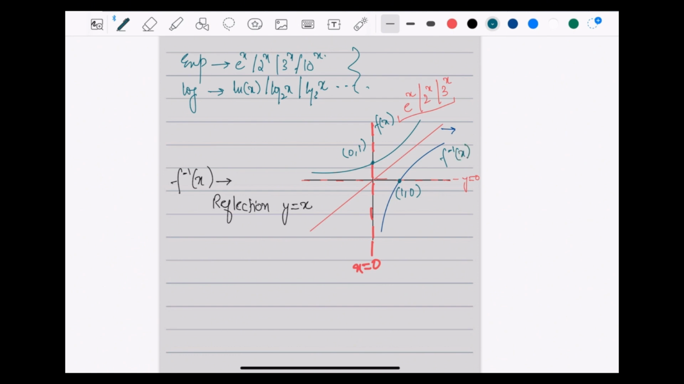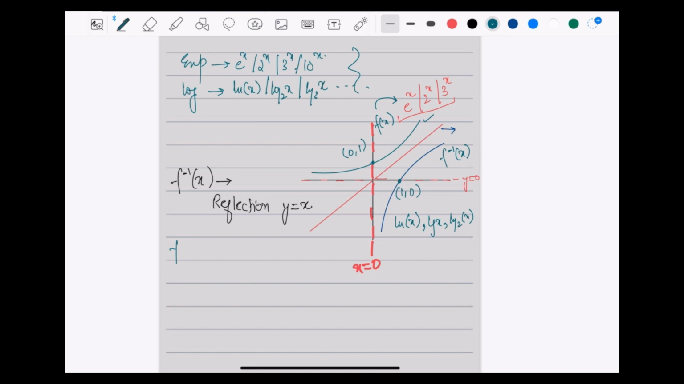Since I called f of x as e to the power x, or any of these exponential functions, you can call the inverse ln x, lg x, or log 2 of x. All of them will have the same shape and the same x-intercept. There won't be any y-intercept, as the original function did not have an x-intercept.